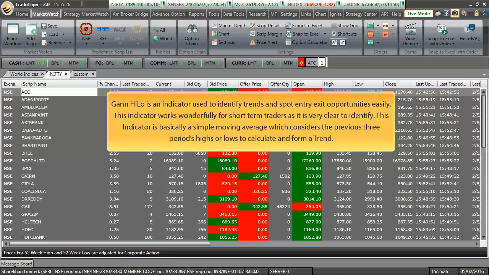Speaking about the calculation very briefly, this indicator is basically a simple moving average which considers the previous 3 periods highs or lows to calculate and form a trend.